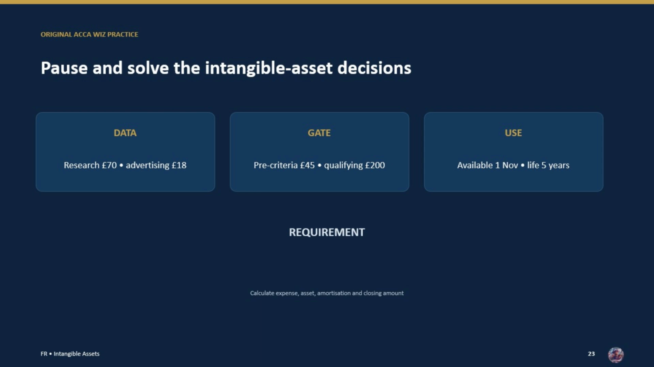It also spends 18 on launch advertising. Figures are in thousands of pounds, and the year end is the 31st of December 20x6. Calculate the expense, capitalized cost, amortization, and closing carrying amount. Then explain the statement effect.